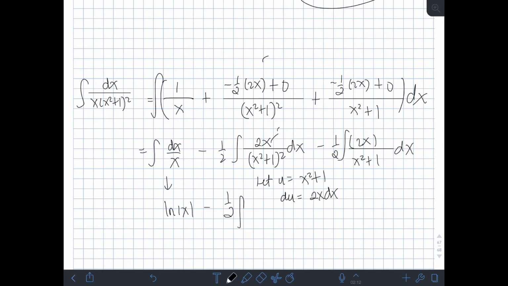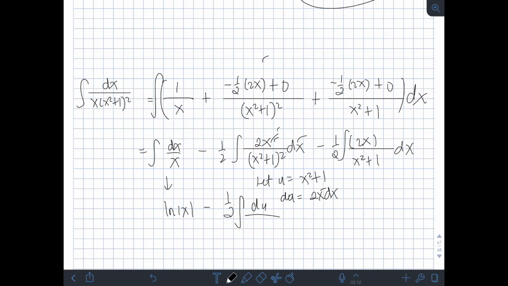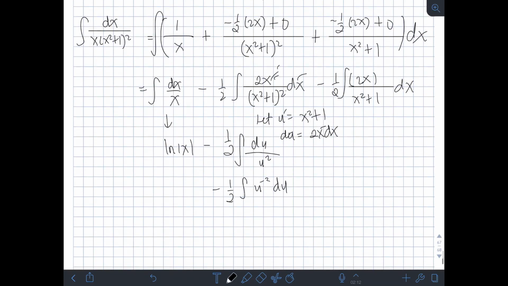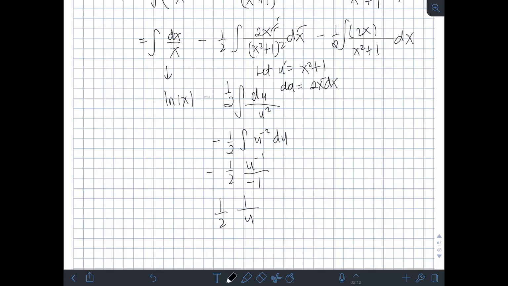So, equal siya sa minus 1 half integral ng 2x dx is du over x squared plus 1 quantity squared is parang u squared na lang. So, equal siya sa negative 1 half integral ng u raised to negative 2 du. Power formula. Equal siya sa negative 1 half, integral niya is parang u raised to negative 1 over negative 1. Or positive 1 half times 1 over u. Yung u is x squared plus 1. So therefore, we have plus 1 half over x squared plus 1.